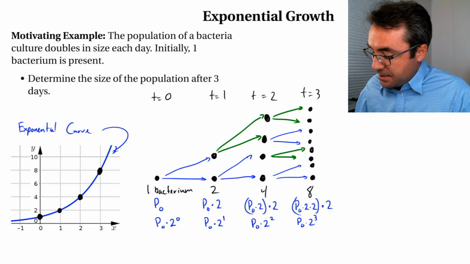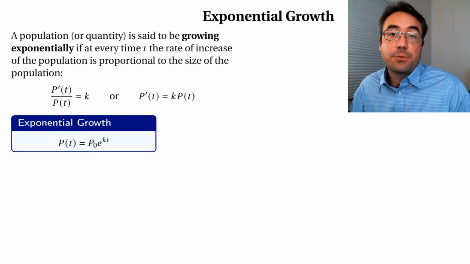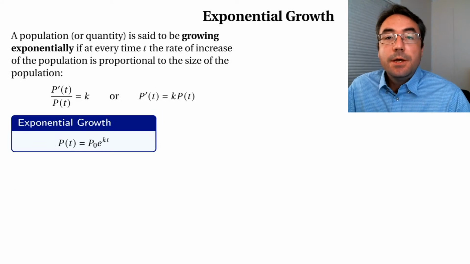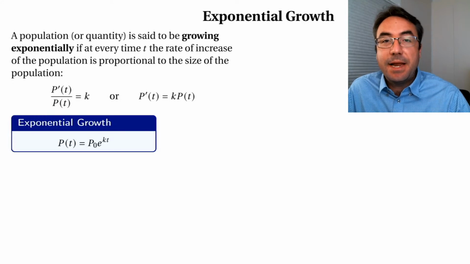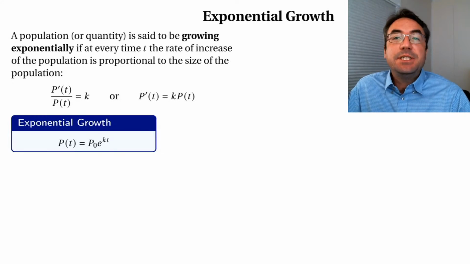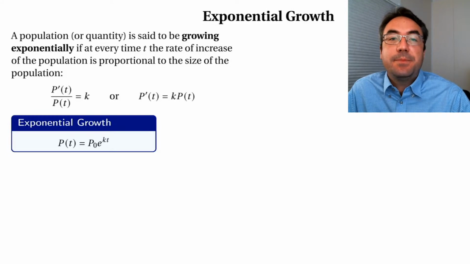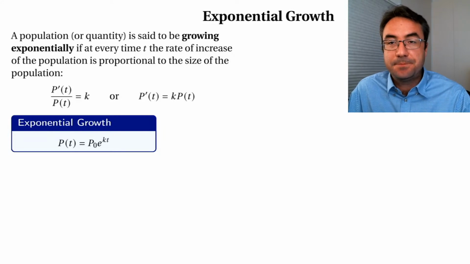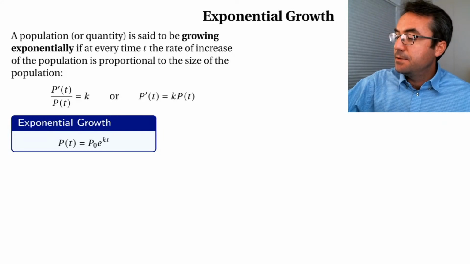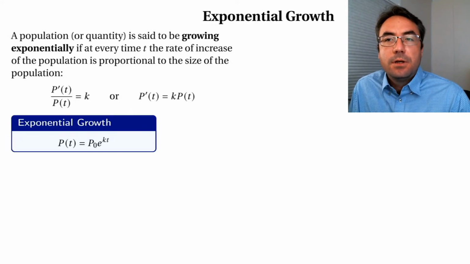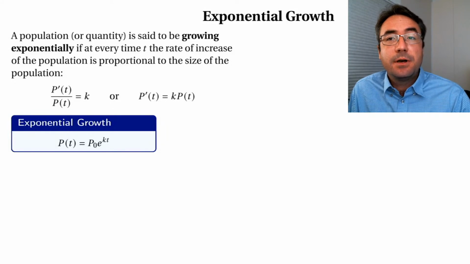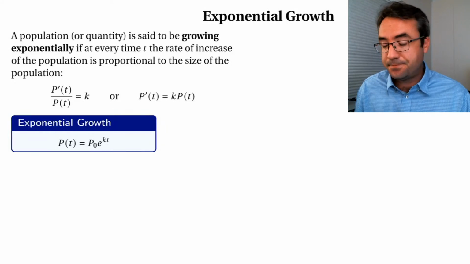All right, let's look at this a little bit more closely now and in the context of derivatives. So we say a population or a quantity is said to be growing exponentially if at every time t, the rate of increase of the population is proportional to the size of the population. And let's look at what this says in terms of a differential equation.